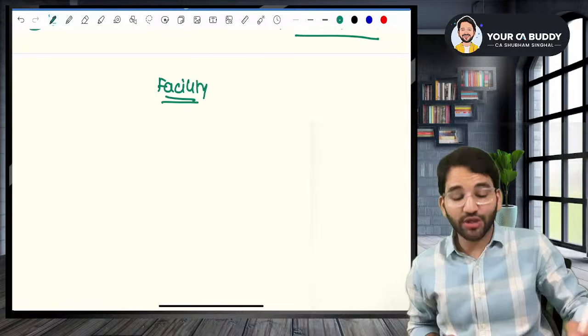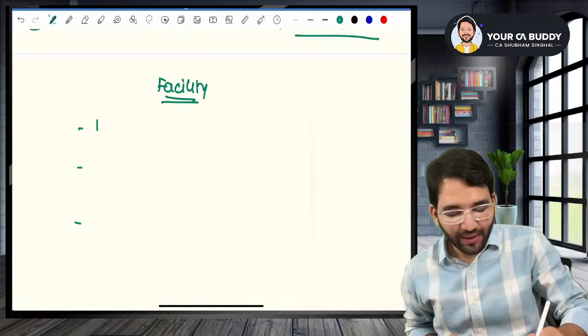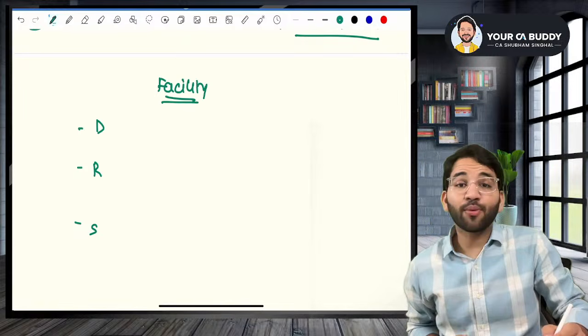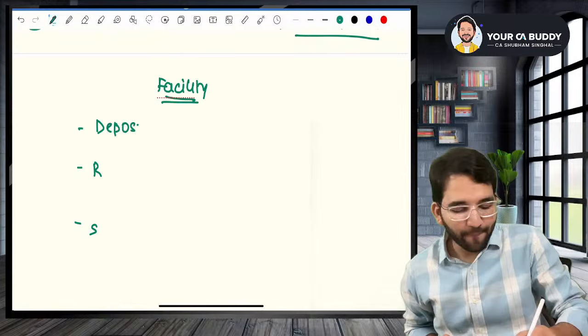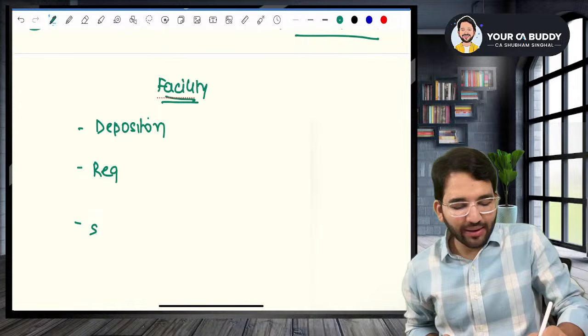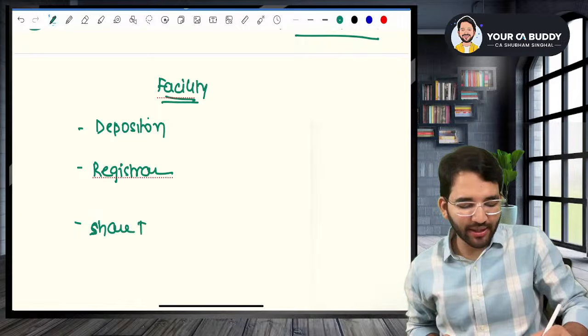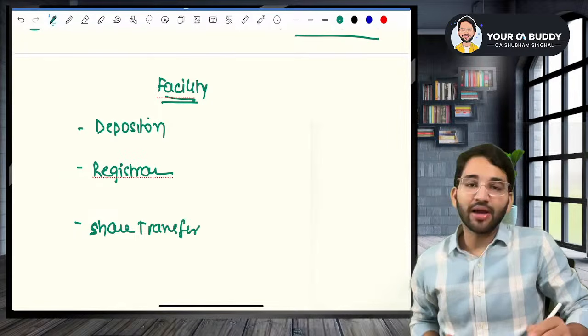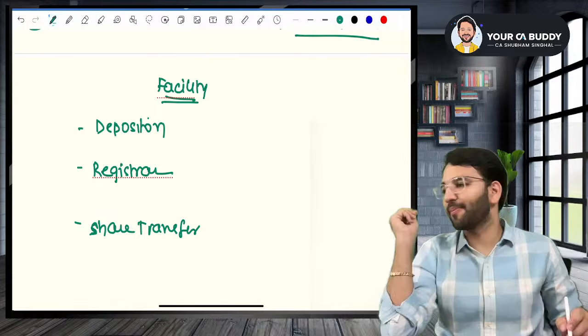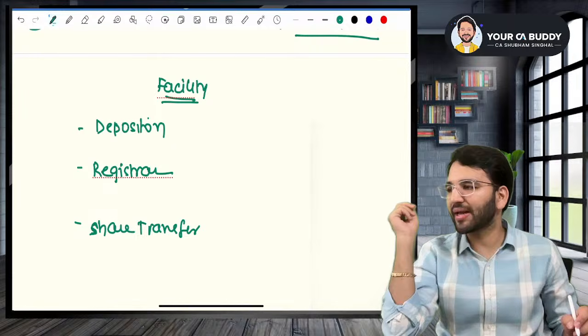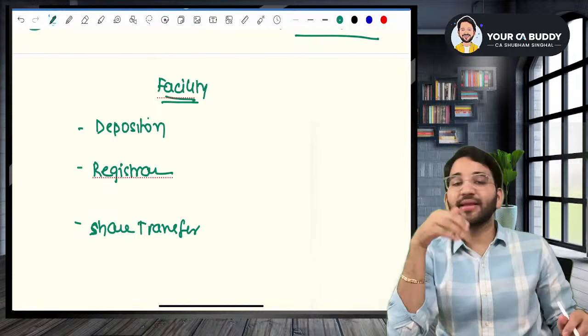You will need a team of 3 people. D, R, S. Sir, what is D? Sir, D is depository. What is R? Sir, R is registrar to an issue. And S, sir, S is a share transfer agent. So these are the 3 people that we would need. Please listen to me very carefully.